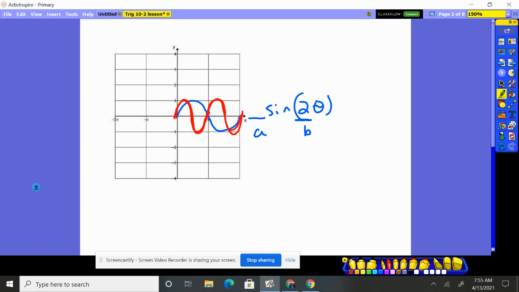Think of an accordion, where they push it in, the music, and they push it in the accordion. It's just like that. If I put a 3, it's going to shrink even more. It's going to repeat itself 3 times between 0 and 360. That's what's going to end up happening.